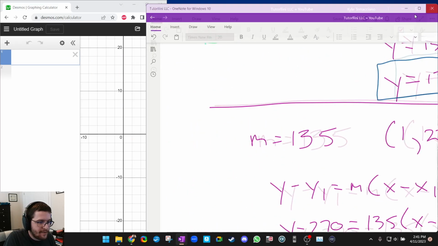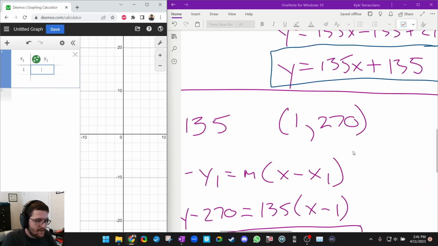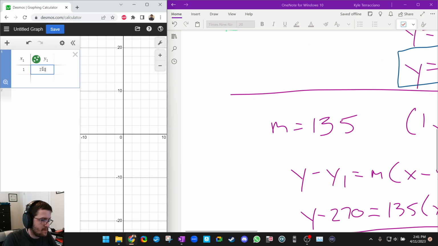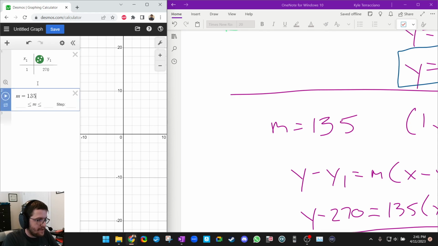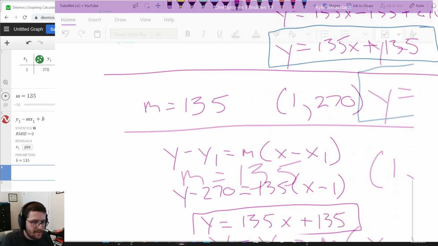So yeah, that might have been helpful. You also can, of course, use Desmos to help you. So if I put 1, comma 270, and if I said m equals 135, and then y1, hopefully this will work. Yep, it tells me b equals 135, so the equation is y equals 135x plus 135.